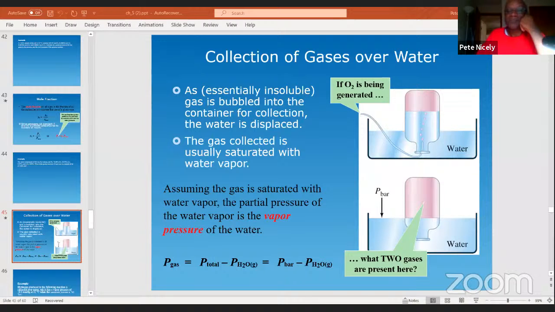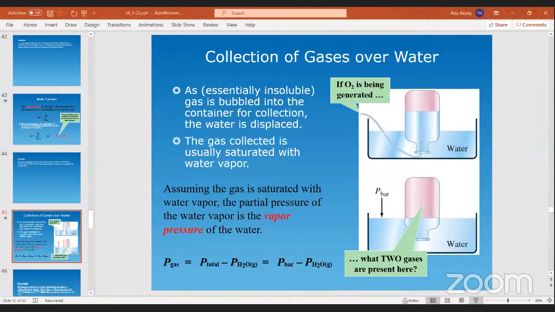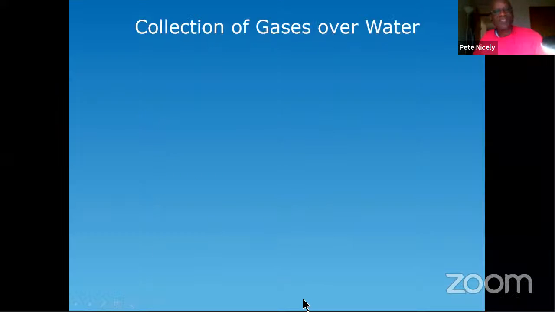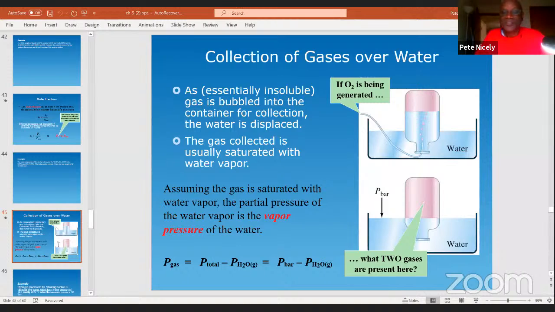But there are tables. Let me go back to the PowerPoint here. Let me go back to this. Let me share my screen. Okay, you can see my screen, right? Yes. Okay, so yeah, there are tables. Oh, you know what? Let me, hold on. Okay.